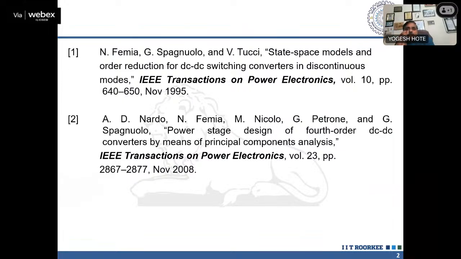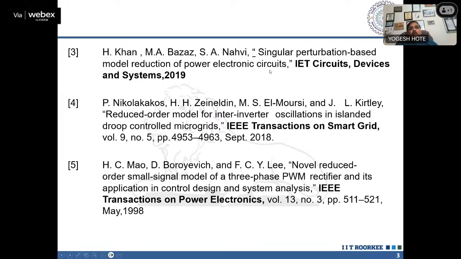So now we talk about whether model order reduction techniques are useful in research or not. You can see these research papers, and you can see this started around 1995, although this area started earlier. You can see state space models and order reduction of DC-DC converters in discontinuous mode. Then power stage of fourth order DC converter by means of principal component analysis. Then singular perturbation modulation of power electronic circuits. Then reduced order model for inter-inverter oscillation in islanded group control microgrids. Then reduced order small signal model of three-phase PWM rectifier and its application in control system design and system analysis. So these are a few papers I have just shown.